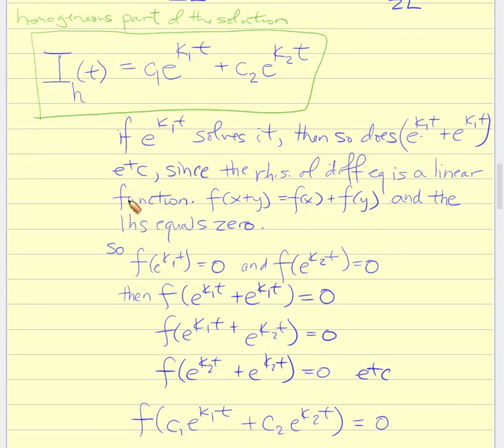So these are two parts of why any multiple of a solution e to the kt is also a solution. Number one, because the differential equation is linear, and the second part is that the right-hand side is equal to 0.